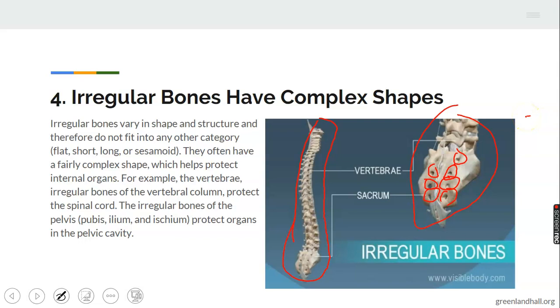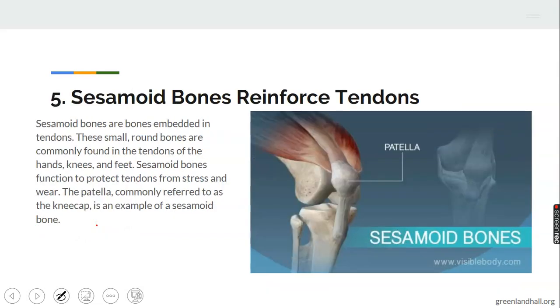Irregular bones vary in shape and structure, and therefore do not fit into any other category. They are not flat and they are not short. They have a body that is somehow rough. That's why they are called irregular. They often have a fairly complex shape, which helps protect internal organs. One example is the pelvis, which protects organs in the pelvic cavity.